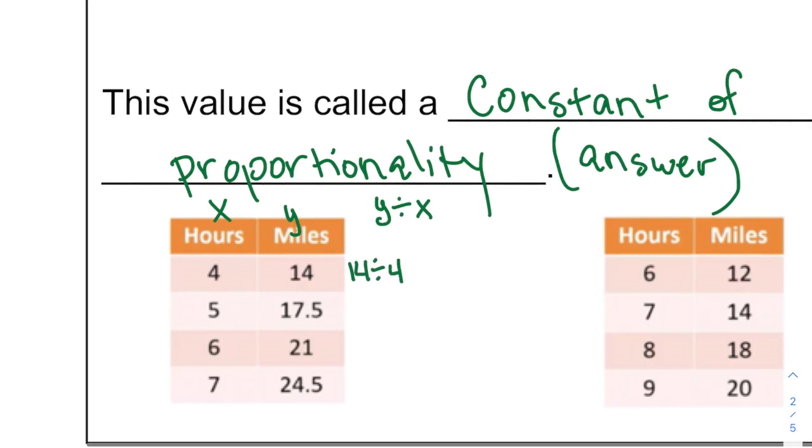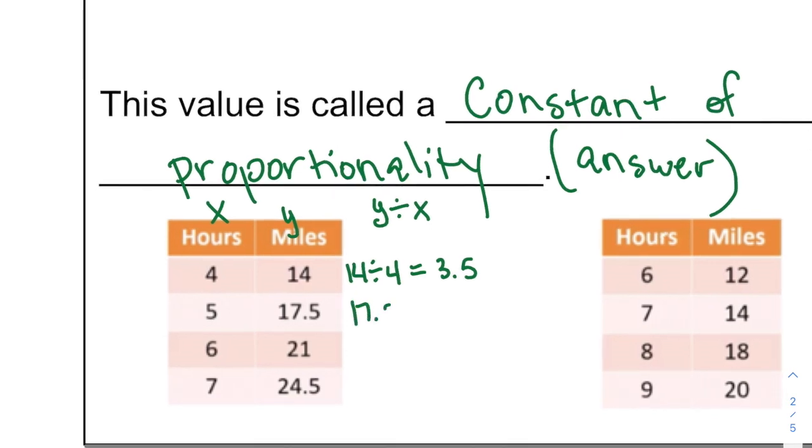In this case, I'm going to do 14 divided by 4, and I'm going to end up with 3.5 when I divide that on my calculator. Then I'll do my next one, 17.5 divided by 5. I took the y divided by the x, and again, on my calculator I'm going to get 3.5. Great, so far these are showing a constant of proportionality. Let's try the next one. We have to make sure that they all fit.